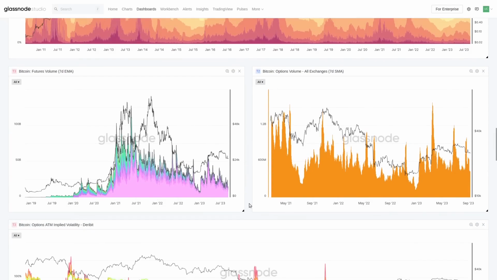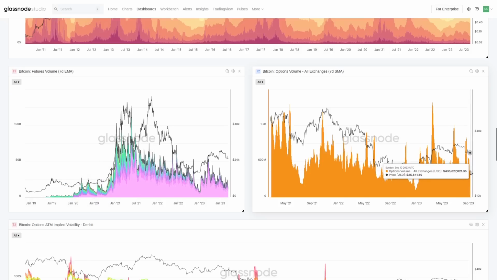Now, we see this in our derivative markets too. Futures volume is again back down to our 2020 levels, right? We've essentially flushed out all of the speculation, all of the momentum of the 2021 cycle. It is more or less gone, and we are back down to 2020 levels.